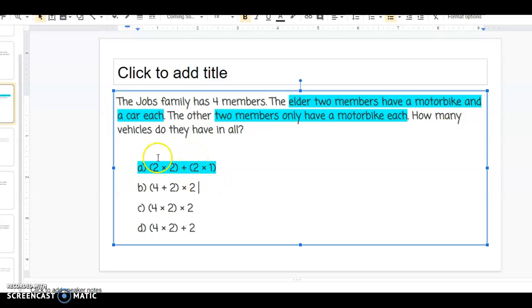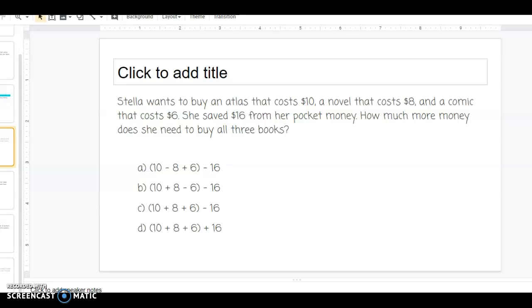So we're going to do one more, but you're going to solve the next one. I'm going to tell you when to pause the video, and you're going to go ahead and solve it, and then we'll go over the answer. So here's our next one. It says Stella wants to buy an atlas that costs $10, a novel that costs $8, and a comic that costs $6. She saves $16 from her pocket money, which just means her money. How much more money does she need to buy all 3 books?